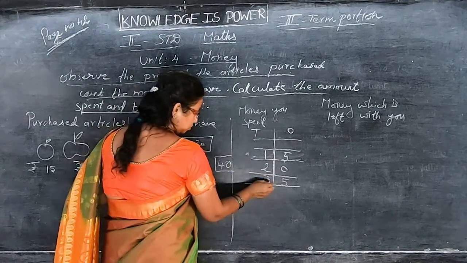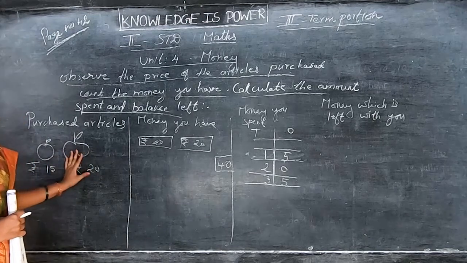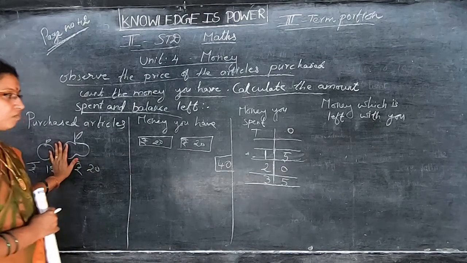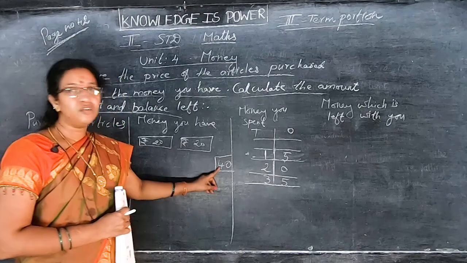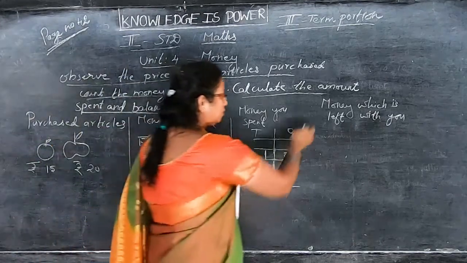You have bought both of these for 35 rupees only. For 35 rupees only you bought these fruits. So you are having in your hand 40 rupees. So how much balance you will be having in your hand, we are going to see now.